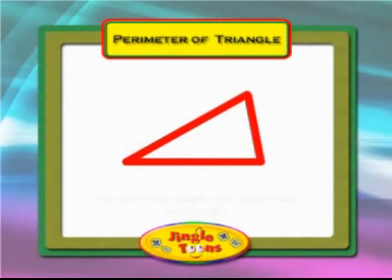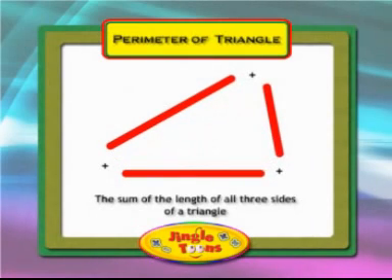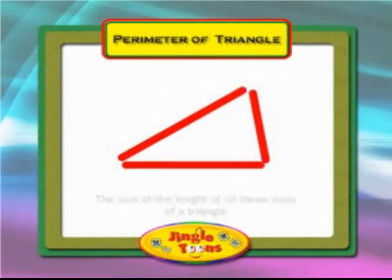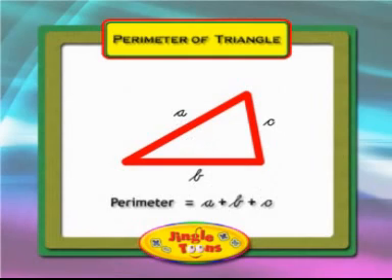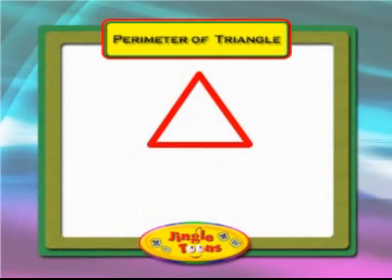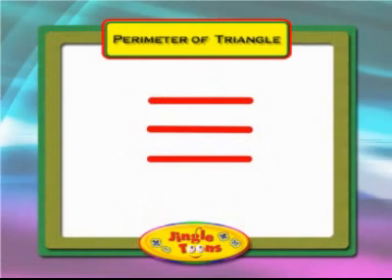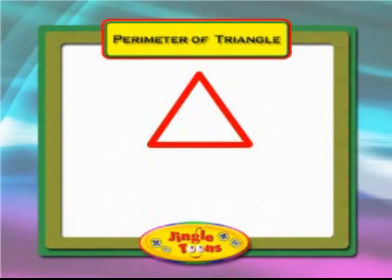Perimeter of a triangle is the sum of the length of all three sides of a triangle. For a triangle with its three sides having the length A, B and C, perimeter is equal to A plus B plus C. If the triangle is equilateral, that is, if all three sides are of the same length, the perimeter is 3 times the side length. The formula is perimeter is equal to 3 multiplied by A.